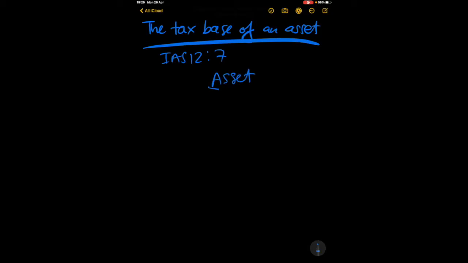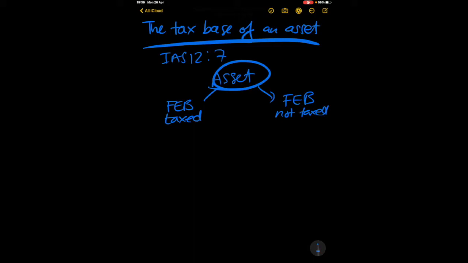So, with an asset, we've got to think about whether the future economic benefits will be taxed, or whether the future economic benefits will not be taxed. And the reason why we've got to consider these two scenarios is because the tax base is going to differ. So if the future economic benefits are going to be taxed, then the tax base becomes all the future deductions. So that means that in the future, when these future economic benefits are taxed, any deductions we can claim against that is what's going to be our tax base.